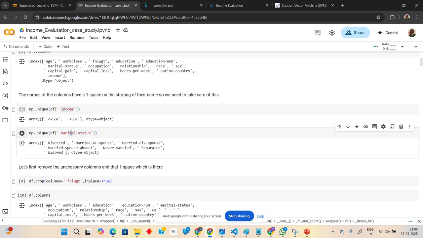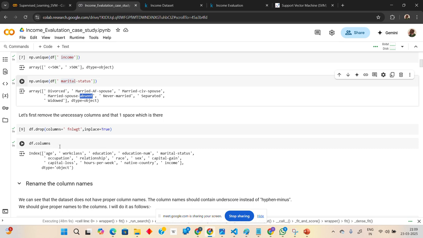Now for marital status, it also does not have any question mark, because it is very well defined: divorced, married AF spouse, and married CIV spouse. I don't know the difference between CIV and AF. If you know, you can add it here. Then married spouse absent, never married, separated, widowed. These all make sense to me, but I had to explore these three things. If you know, please add.